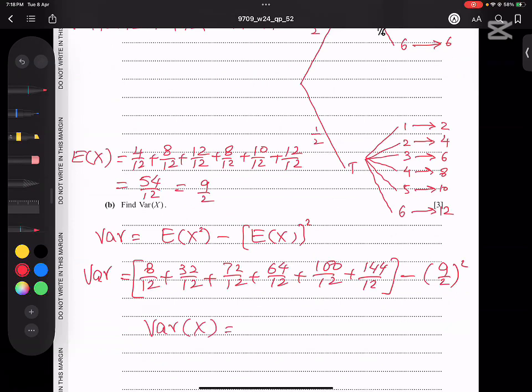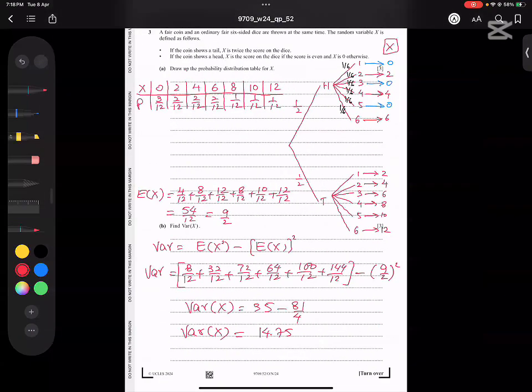I'm simply adding the numerators: 8 plus 32 plus 72 plus 64 plus 100 plus 144. Divided by 12, I got 35. 35 minus 81 over 4. So 81 divided by 4, and my answer turns out to be 14.75. So the variance is done. Alhamdulillah Rabbil Alameen. I believe you got the point. The question is completely over.